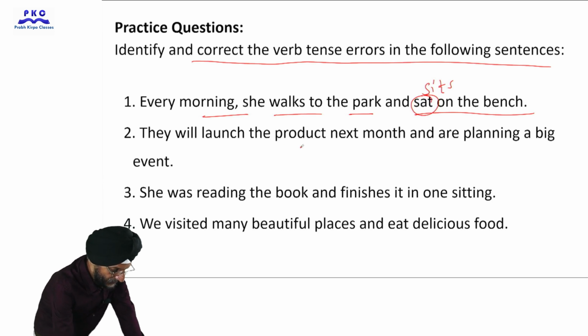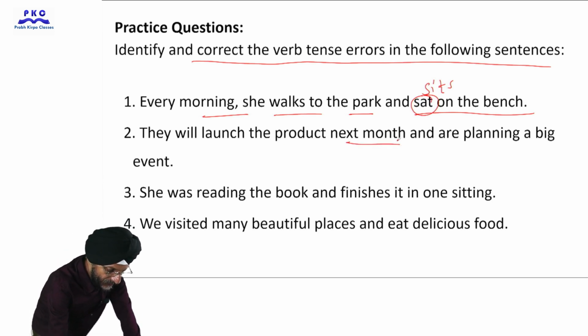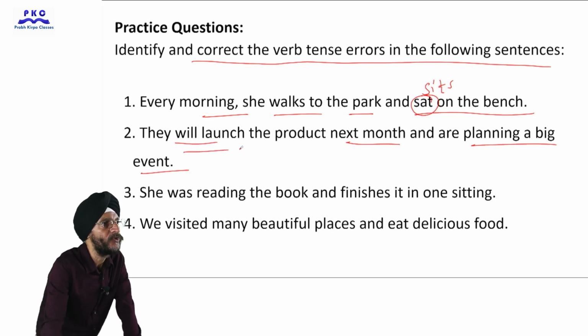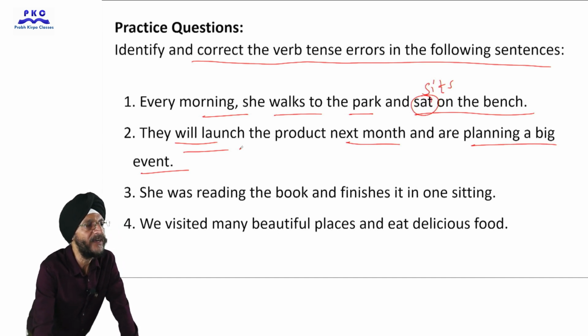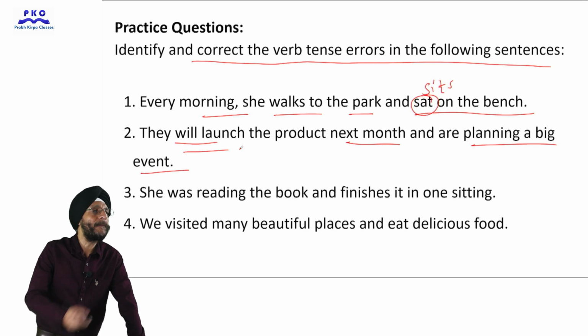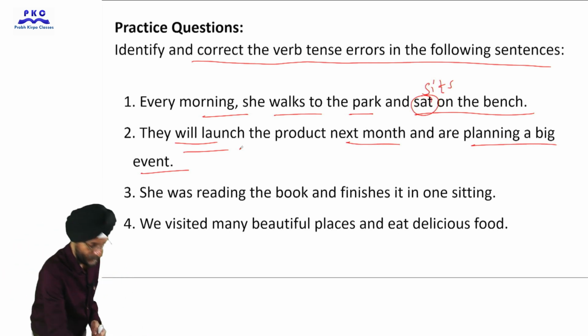Next is, they will launch the product next month and are planning a big event. Here we have started with future. They will launch and are planning a big event. It is proper, because if the planning is going on in the present, it is proper.